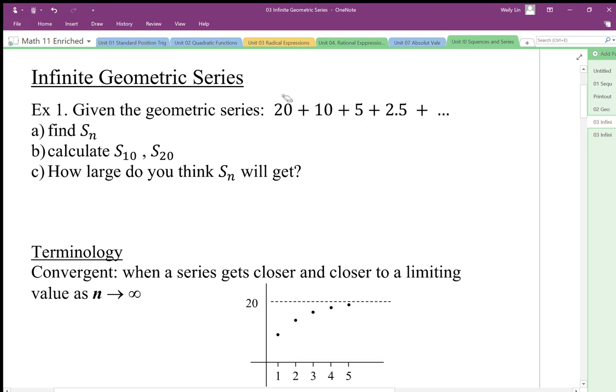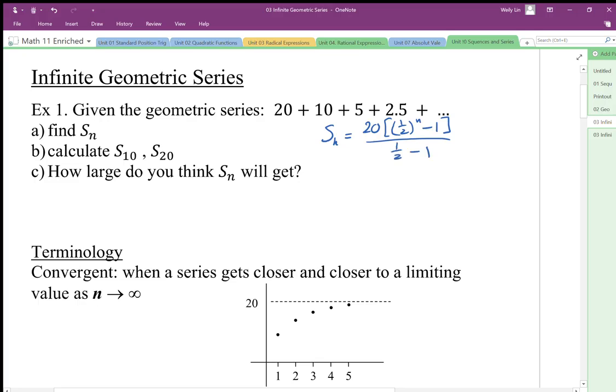So if I start with 20 and I add 10 plus 5 plus 2.5 and I just keep on going, and this is getting half each time, the Sn formula looks like this. So Sn is equal to 20, and it's going to be 1/2 to the power n. Make that a square bracket here. 1/2 to the power n minus 1, all divided by 1/2 minus 1.